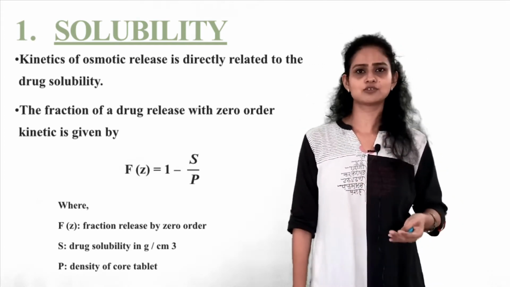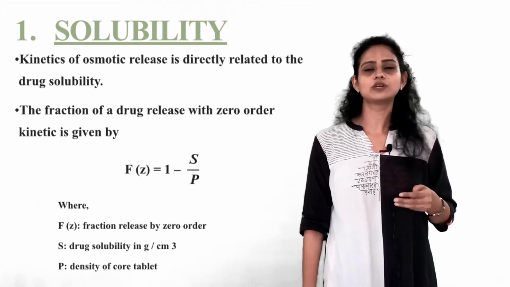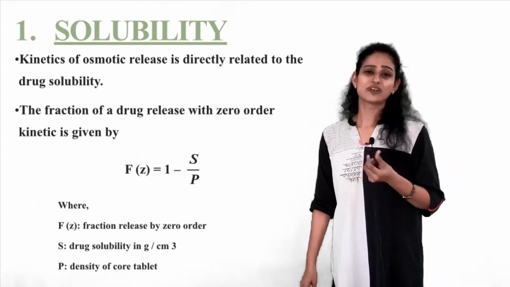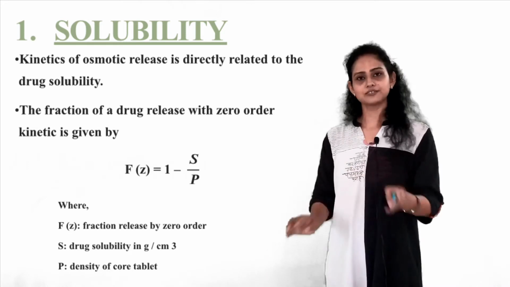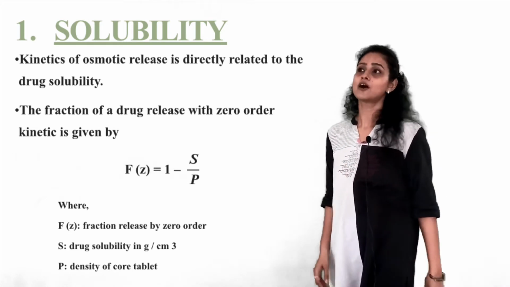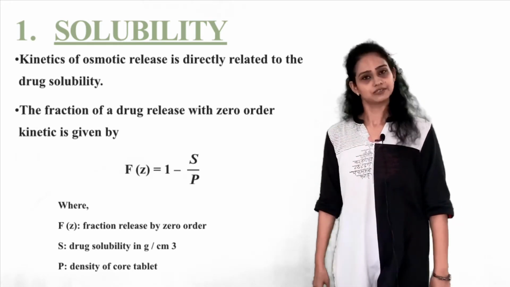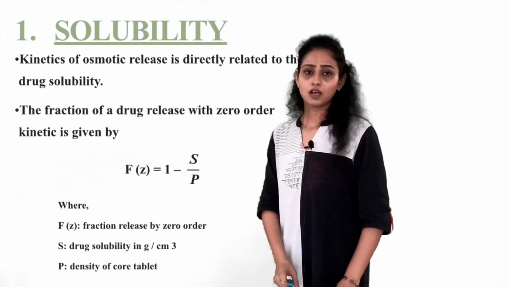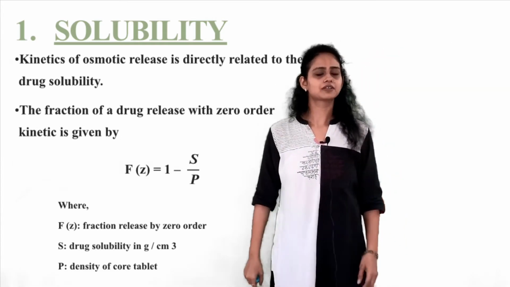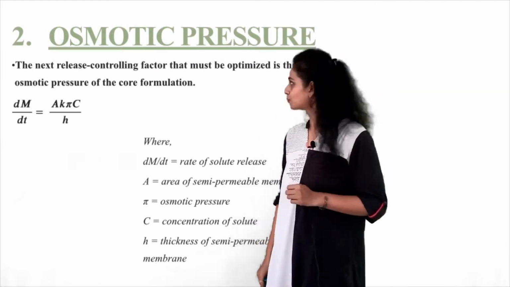Likewise, you can increase solubility, and if you want to decrease solubility, then you can coat it with coating membranes. So, these are the different approaches which you must be knowing for how to decrease the solubility. Now, the next rate controlling factor that must be optimized is osmotic pressure.